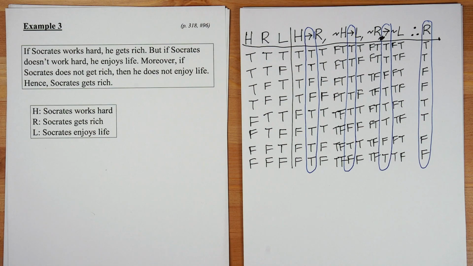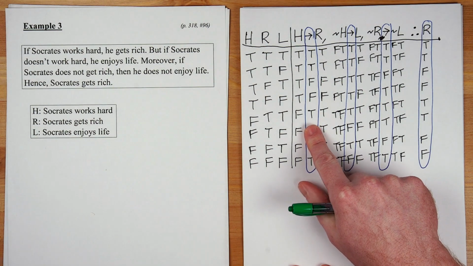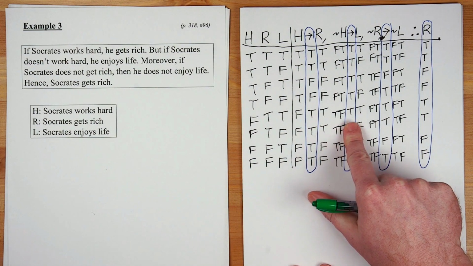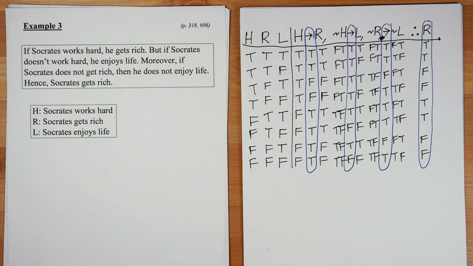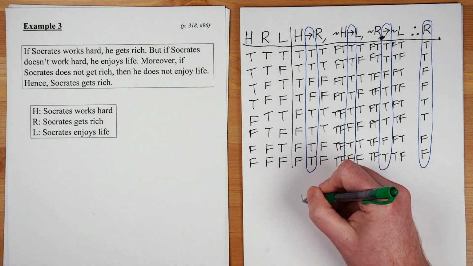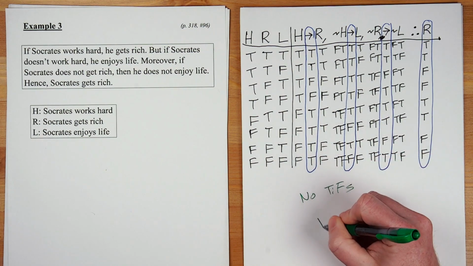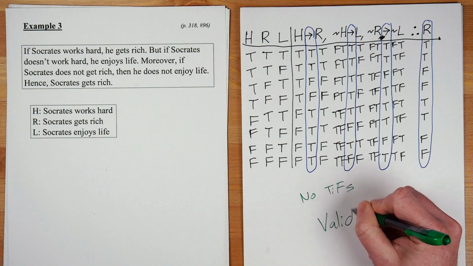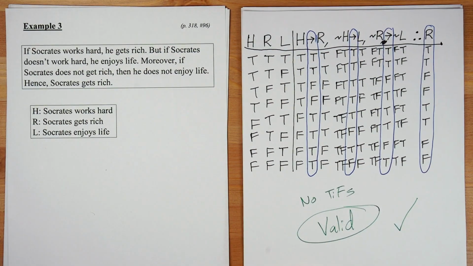Now it's time for hunting. Do you see any TIFs? Any rows where all the premises are true and the conclusion is false? The fifth row gets close. All the premises are true, but the conclusion is also true, so that doesn't count. It looks like there are no rows that meet our criteria, no TIFs, so this argument is in fact valid. True premises guarantee the conclusion's true.